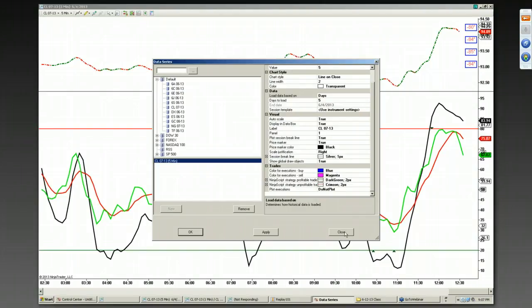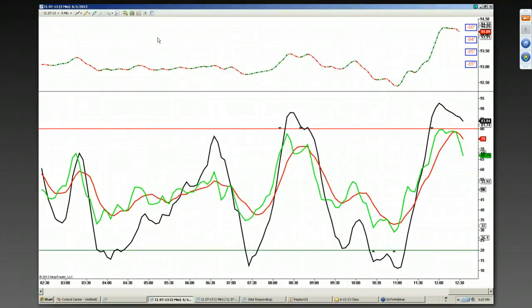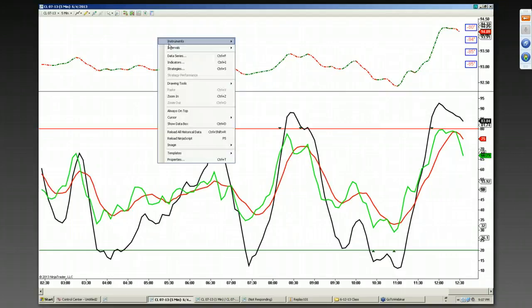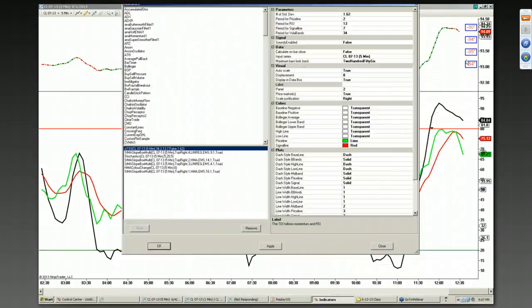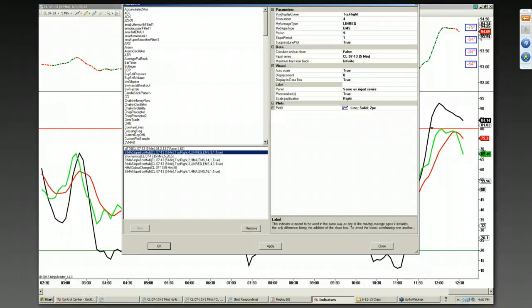Okay, within that 5-minute data series, I now went in and I chose 3 indicators. Actually, 4 indicators and 1 indicator 4 times. So I put the TDI in, and the TDI is just on that 5-minute. It's calculate on bar close false, and I made all the lines transparent, but it's on the 5-minute. All these slope boxes are on the 5-minute time frame. You know, we've got our leaders and our laggers.